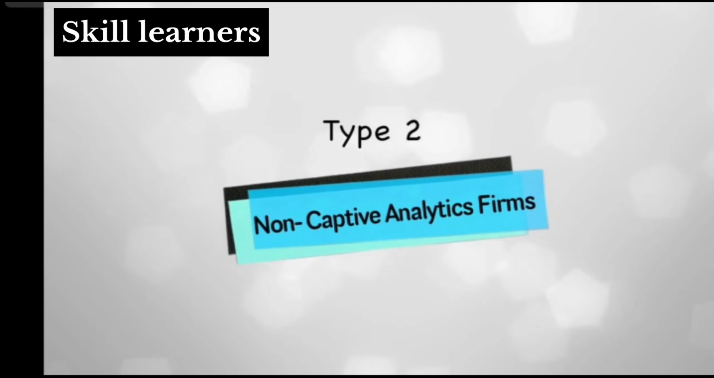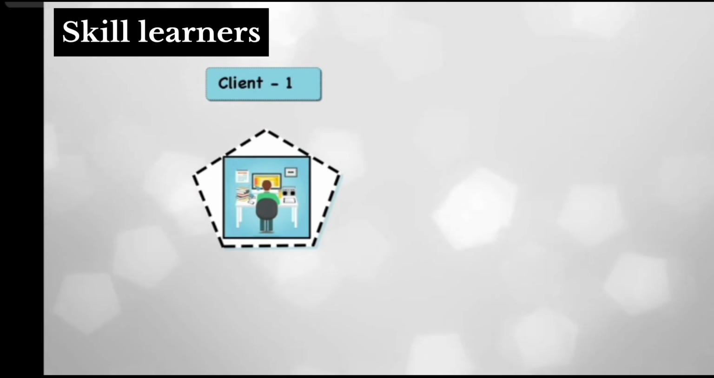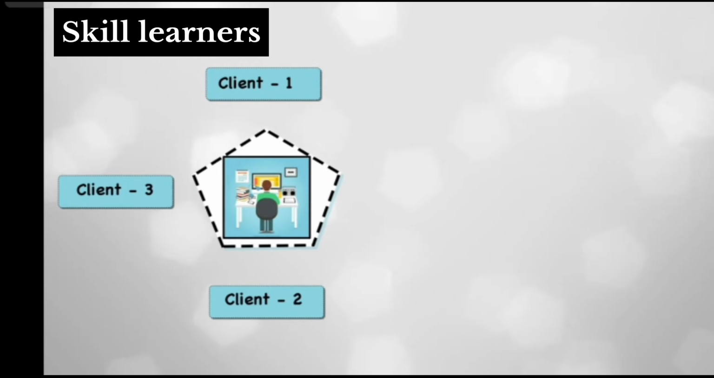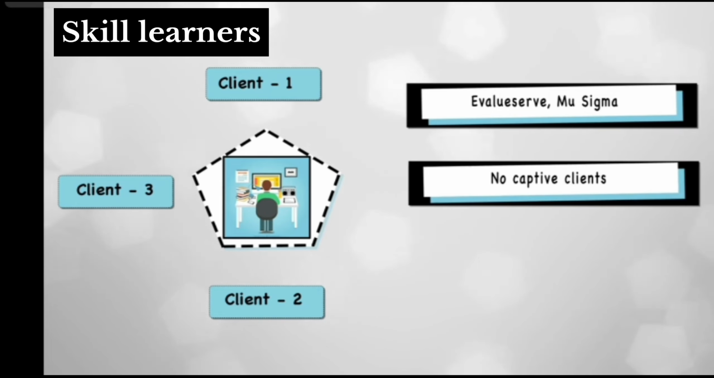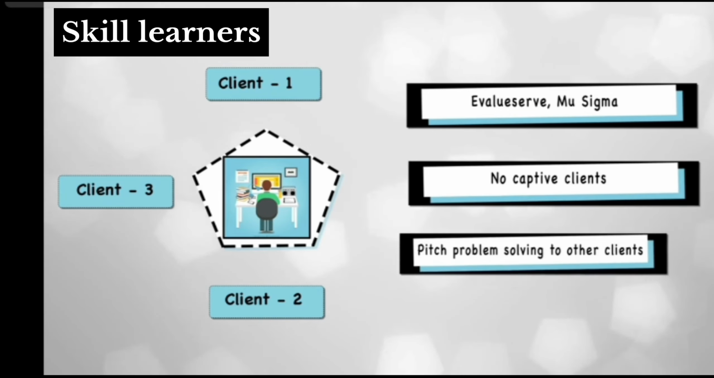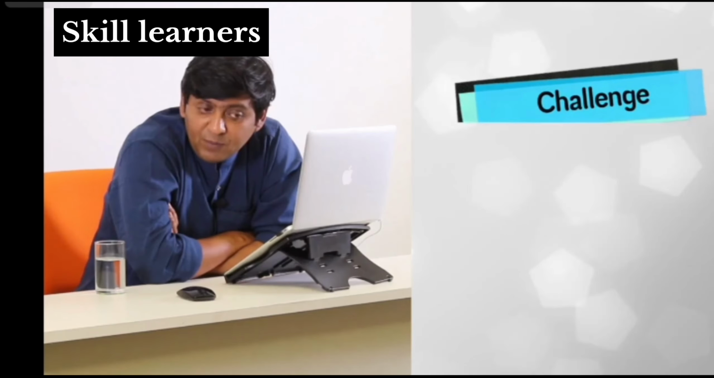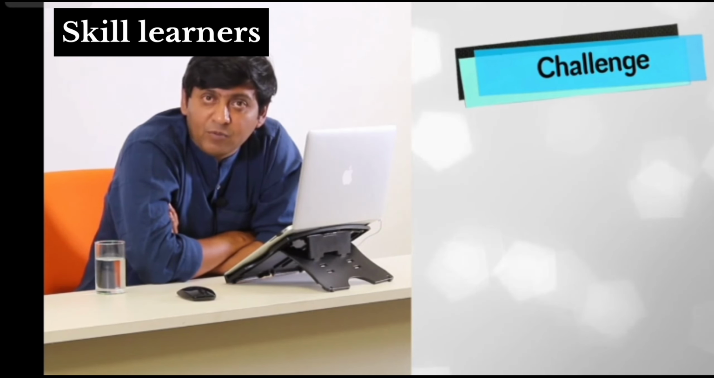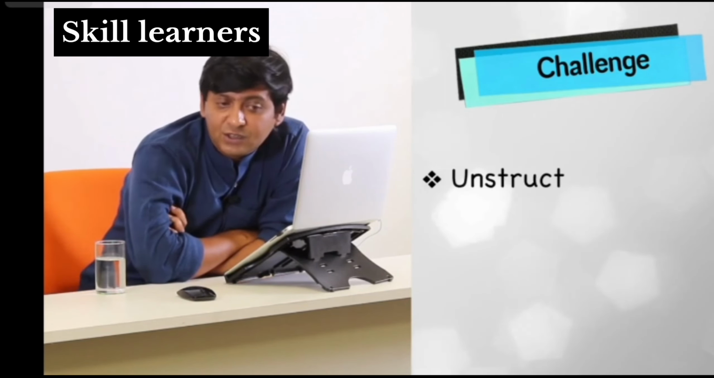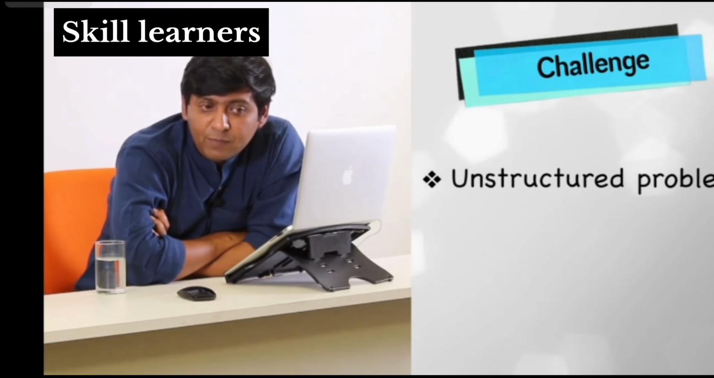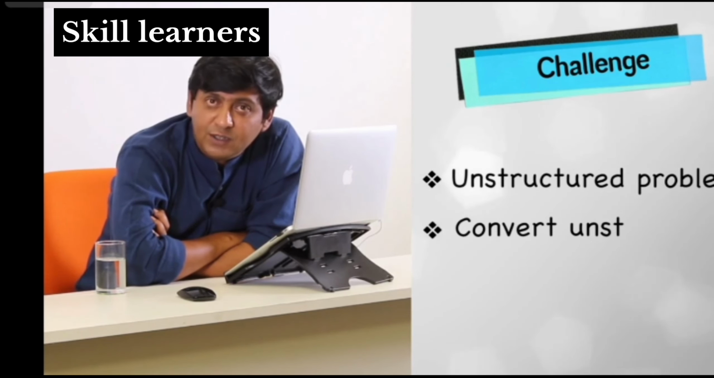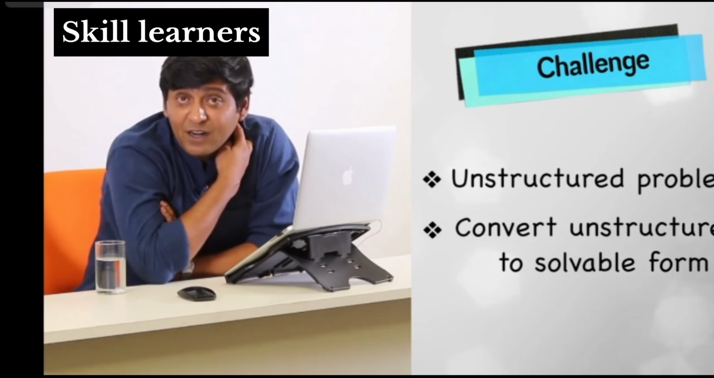The second type of analytics firms are not captive, but they have a lot of clients and they are trying to solve their problems. I would definitely put firms like eValueServe or Mu Sigma in that category, who do not have any captive clients, but they pitch for clients and try to solve their problems. For them, problem formulation is very important, because the client will come up with a problem which is very loosely structured. It could be as simple as increase my sales, or make sure that if I send a million mailers, I get a good response rate. These firms have to primarily spend time on how to convert this unstructured problem into a solvable one. That's the second kind of firm.